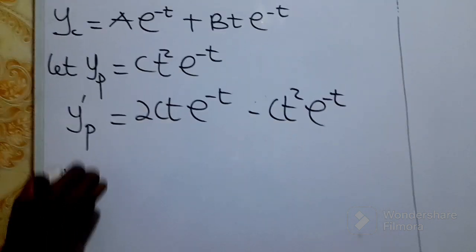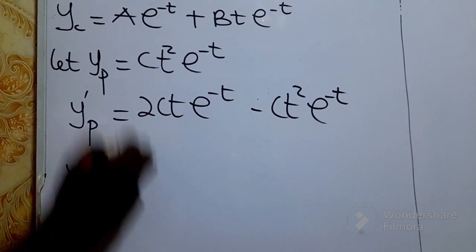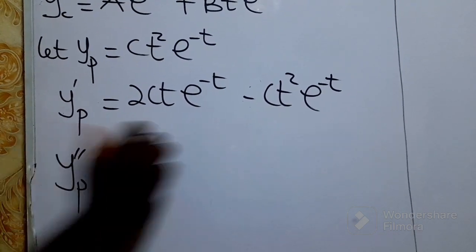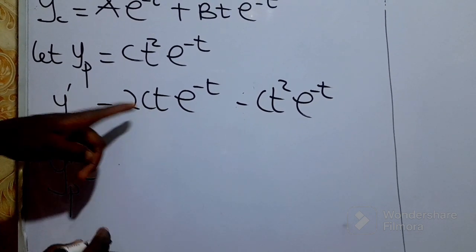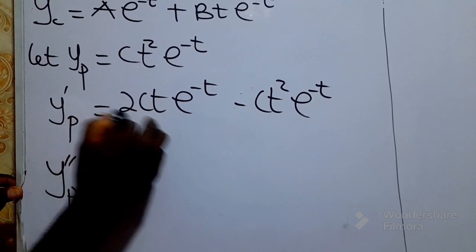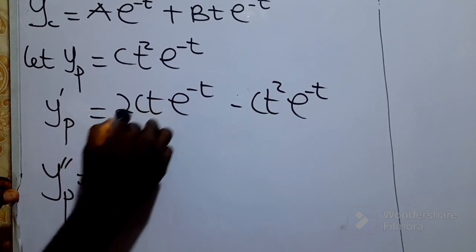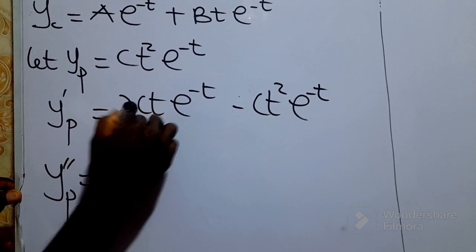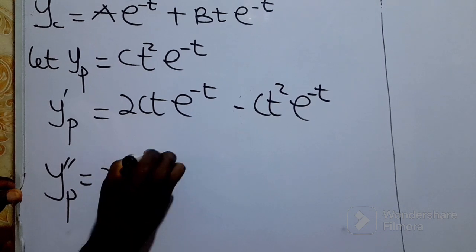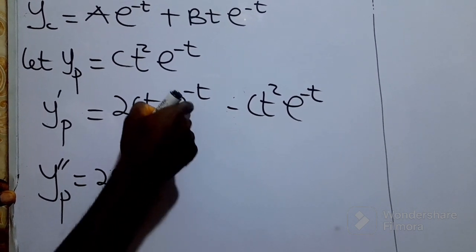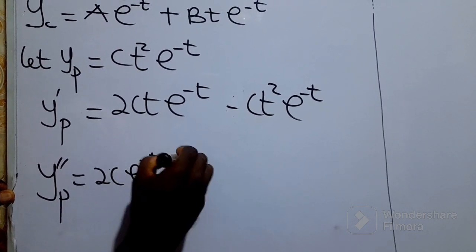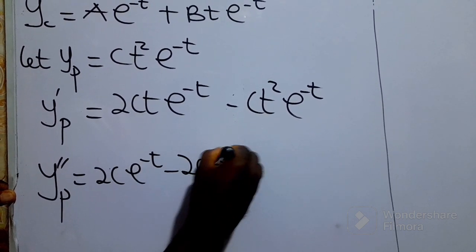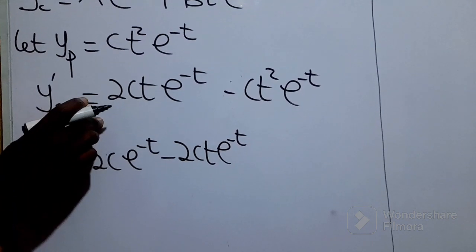Then we need to find our second differential, since our differential equation is second order. So we need to differentiate this as well. So y prime prime of p is equal to, product rule again. So I'll differentiate the t, I'll get 2c e exponent negative t. Then I'll differentiate this, I'll get negative 1, so negative 2ct e exponent negative t. That's for all of this.